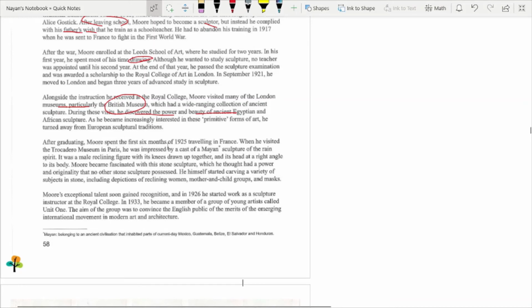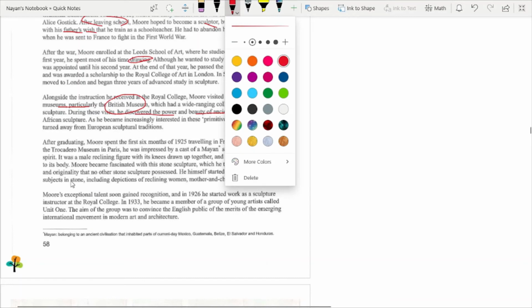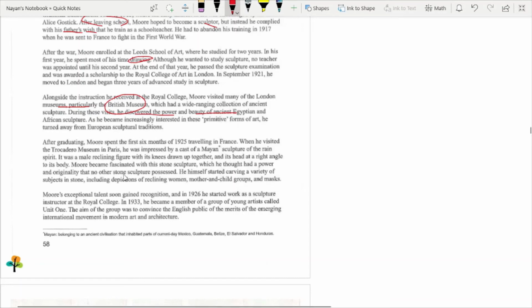After graduating, Murray spent his first 6 months in this. When he visited the Trocadero Museum in Paris, he was impressed by a Mayan sculpture of the rain. It was a male reclining figure which he thought had a power that no other stone sculpture possessed. Okay, so he's saying that no other stone sculpture possessed it. Right, so this will be completely contradictory.